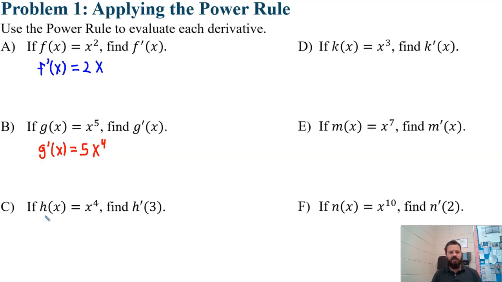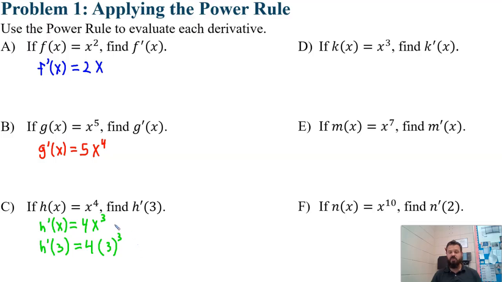All right, C, if h of x equals x to the 4th, here we want to find h prime of 3. So the value of the derivative when x is equal to 3. So really a two-step problem. First thing is going to be to find h prime of x. Okay, my n is 4, so it'll just be a 4x to the 4 minus 1 is 3. And then once I have that formula for my derivative, we can plug the 3 in. So h prime of 3 is going to be equal to 4 times 3 to the 3rd.